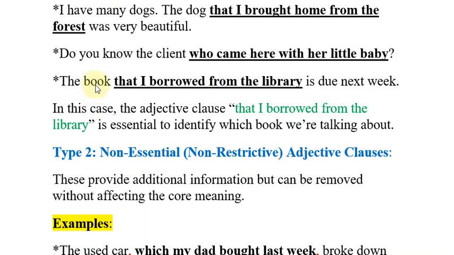Another example, the book that I borrowed from the library is due next week. I have many books at home in my room, but I'm talking about one specific book. Which book? The book that I borrowed from the library. For example, not just the book that I bought. The book that I borrowed from the library is due next week. So I have to return it next week. In this case, this that I borrowed from the library is essential to identify which book we are talking about.